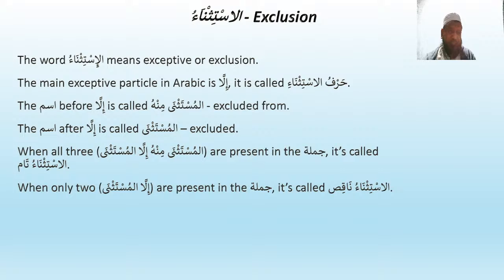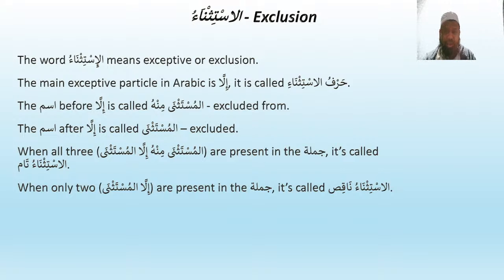If you haven't understood before, in today's lesson I can say that inshallah you will understand the subject of al-mustathna. The word al-istithna means exception or exclusion. The main exception particle in Arabic is illa. There are other particles of exclusion, but the main one is illa, and this is what we're going to discuss in today's lesson. It is called harful istithna.